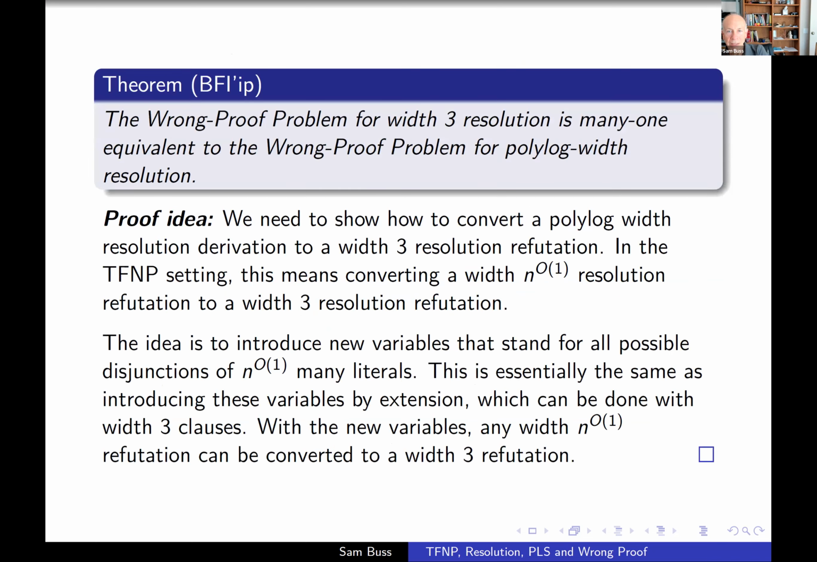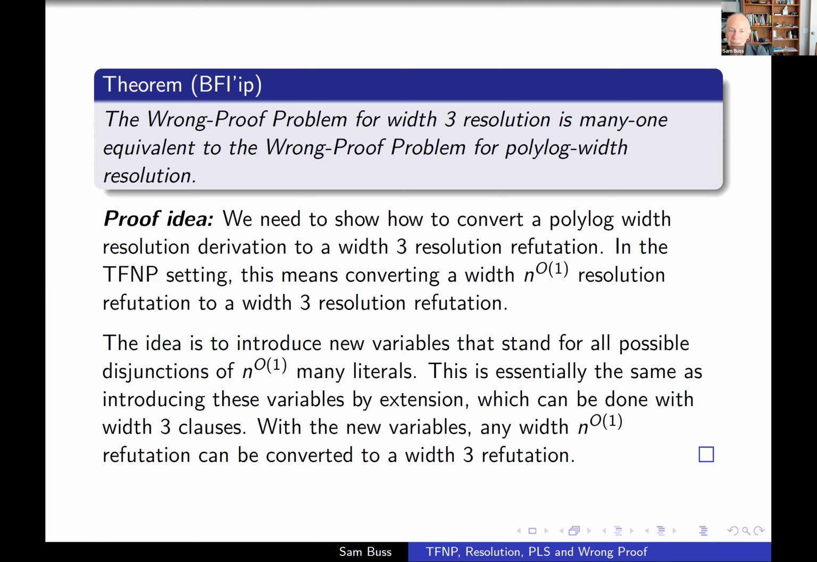And then the other comment is that in fact, the wrong proof problem for width 3 resolution is many-one complete to the wrong proof problem for polylog-width resolution. And this is a fairly elementary proof. We just have to say the following: if we have a polylog-width resolution refutation, we want to convert it to a width 3 resolution refutation.